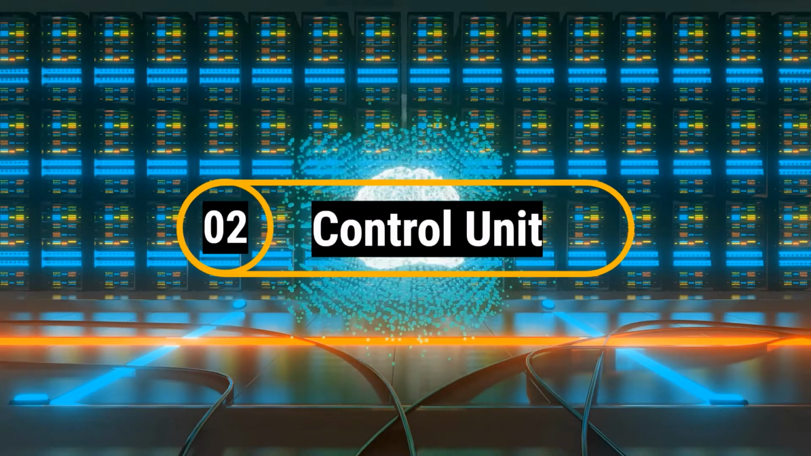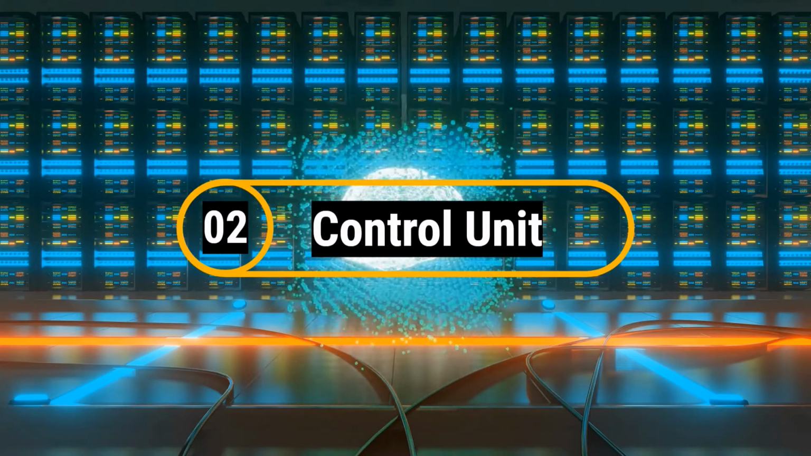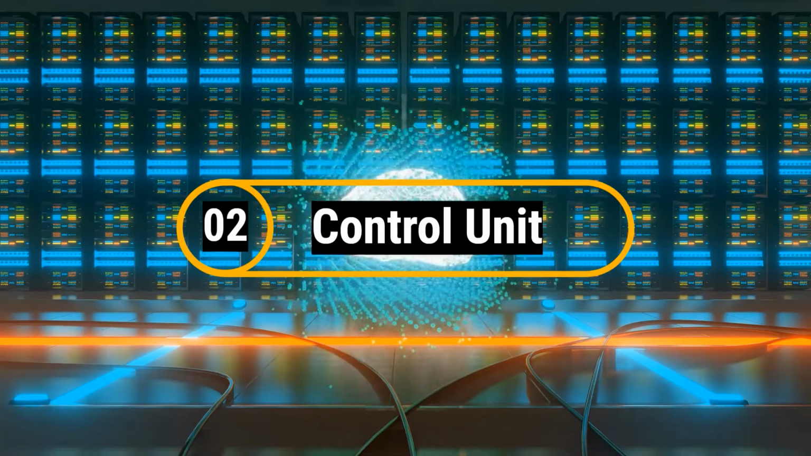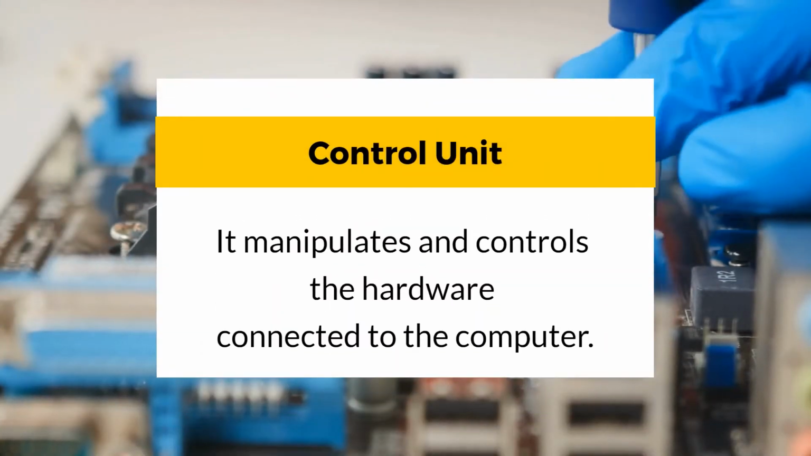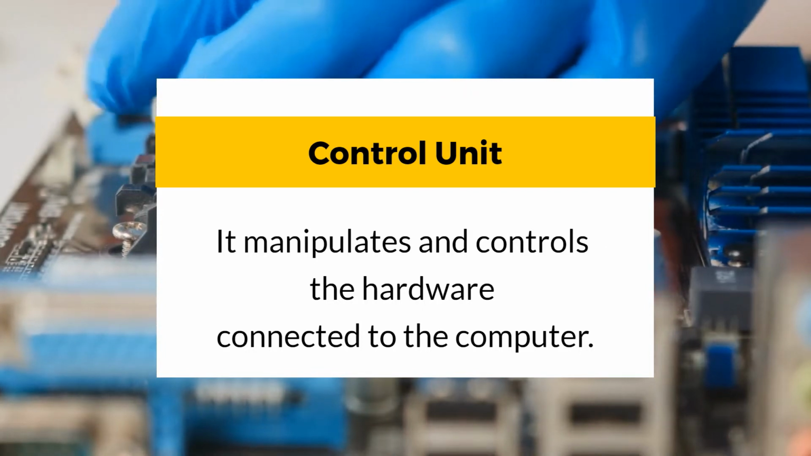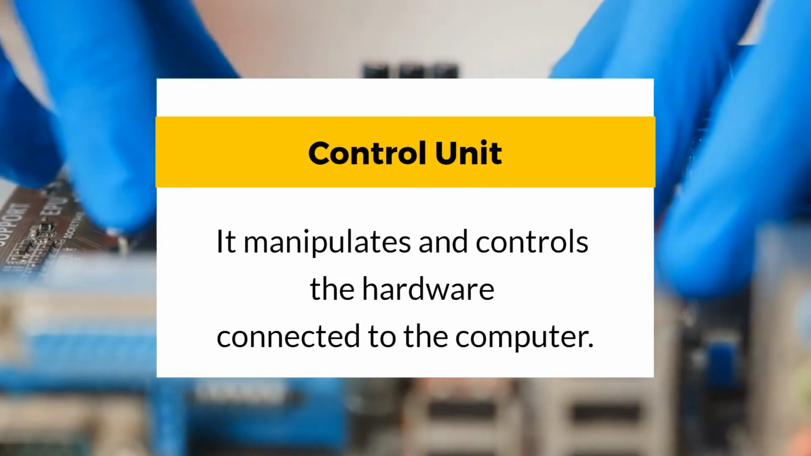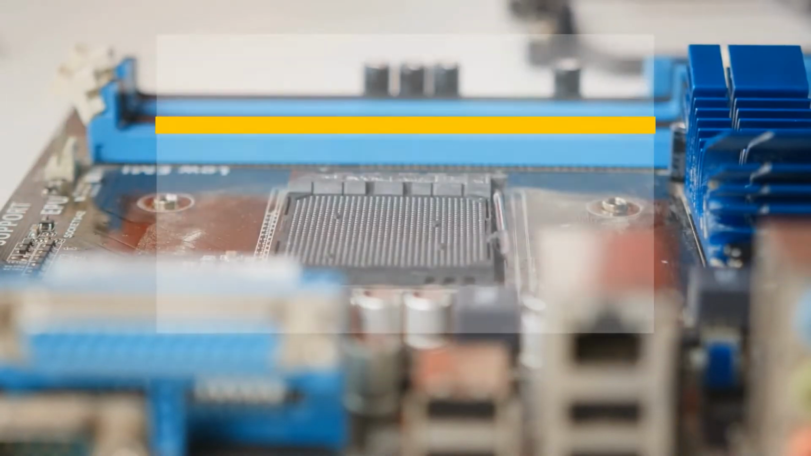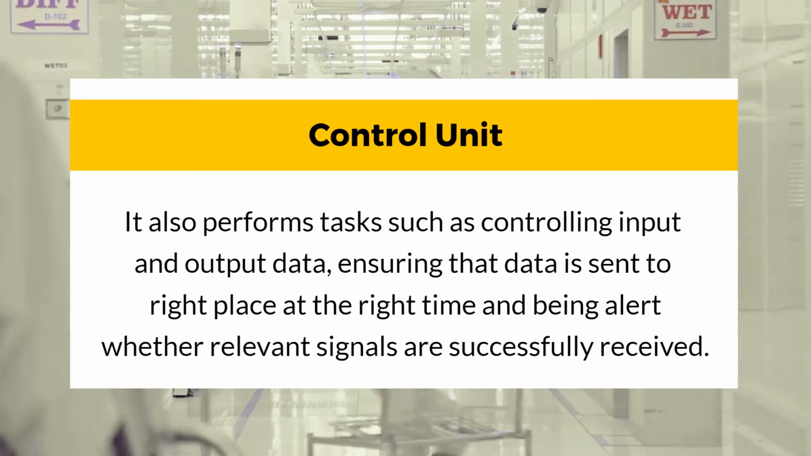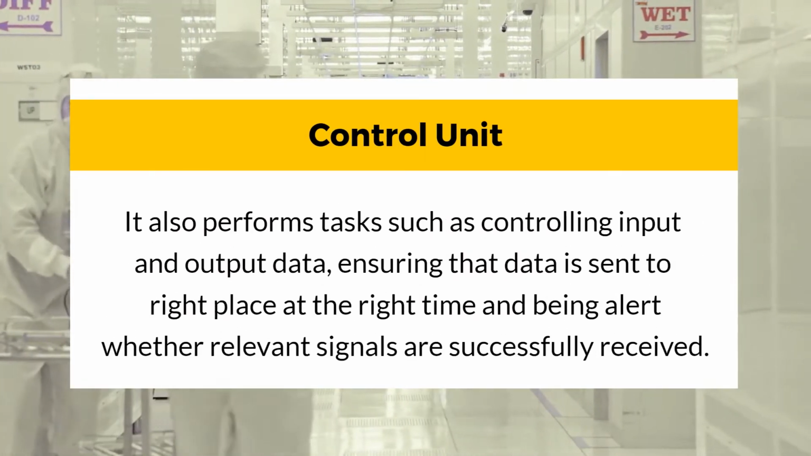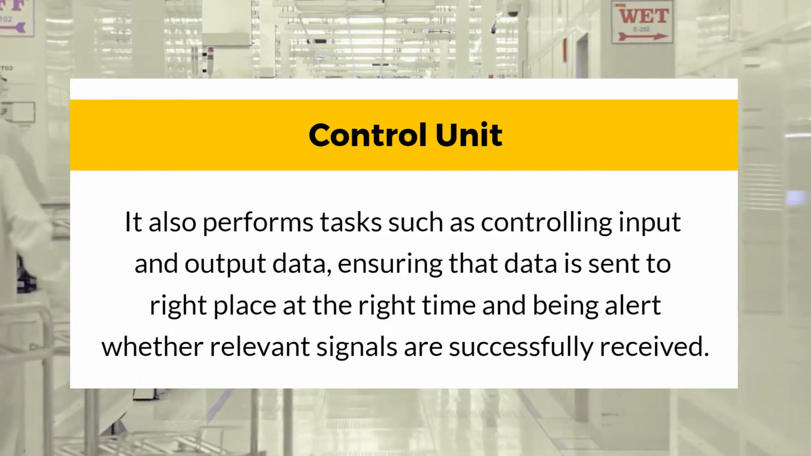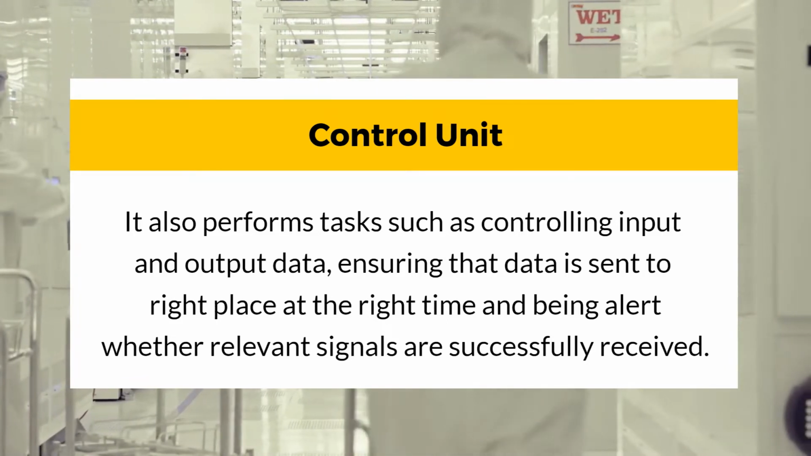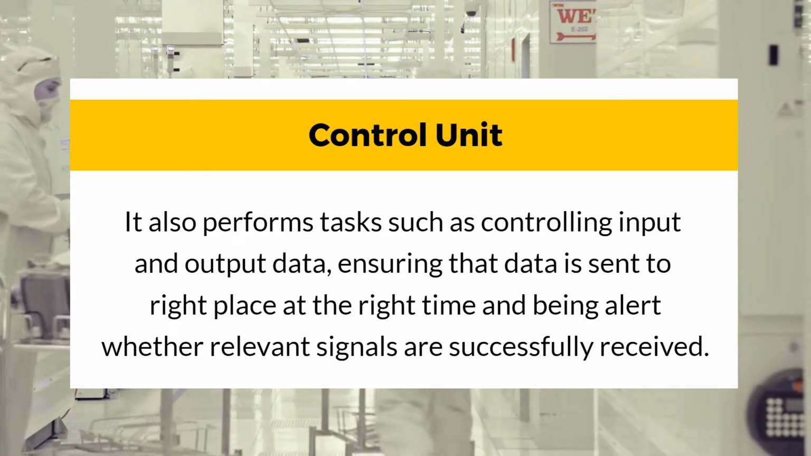The second component of the Central Processing Unit is control unit. Control unit manipulates and controls the hardware connected to the computer. It also performs tasks such as controlling input and output data, ensuring that data is sent to the right place at the right time, and being alert whether relevant signals are successfully received.